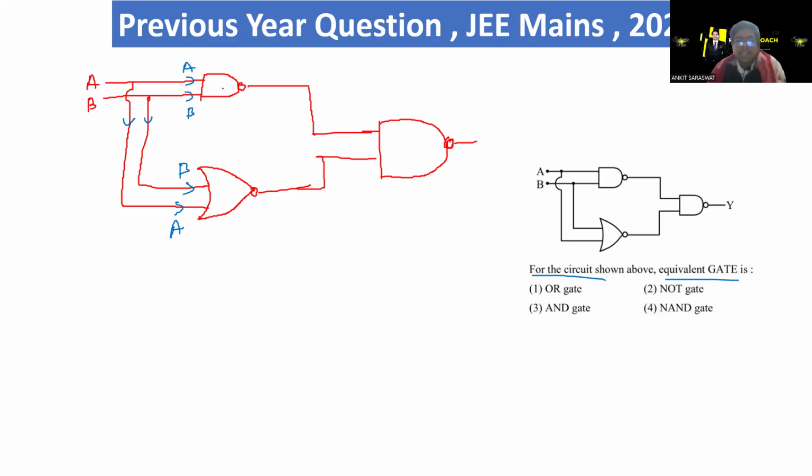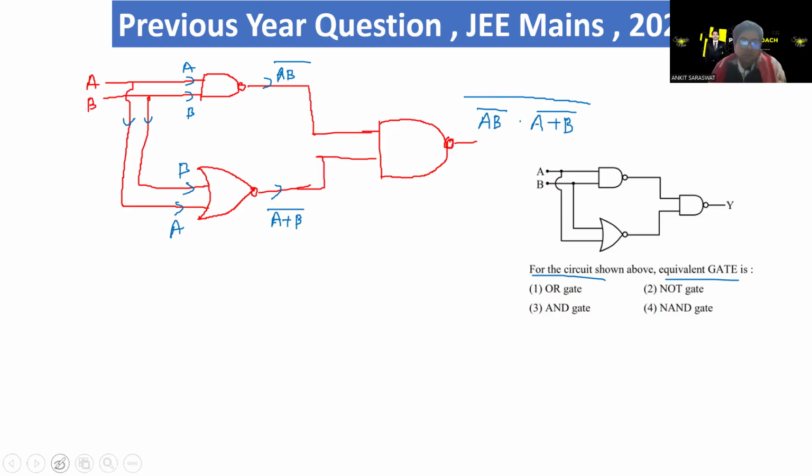This is a NAND gate, so the output will be AB bar. If this NOT is not present and only the AND gate is there, then AB is the output, but due to the NOT gate, there is a bar. Similarly, this is a NOR gate, giving A plus B bar. Again this is a NAND gate, so the output will be AB bar dot A plus B bar, and one more bar.